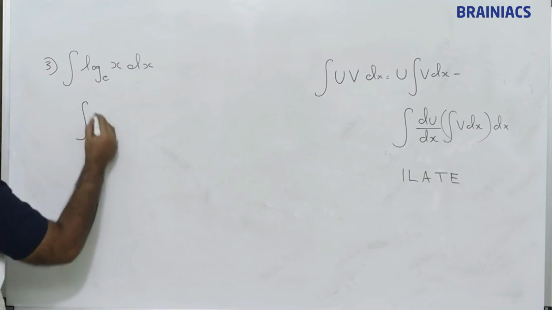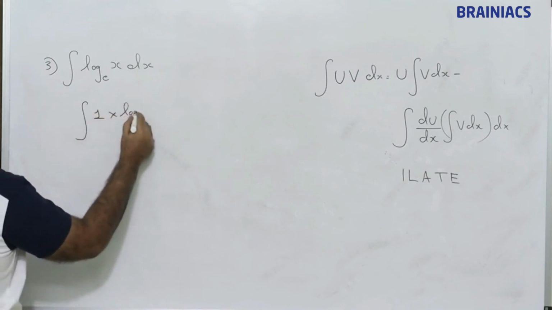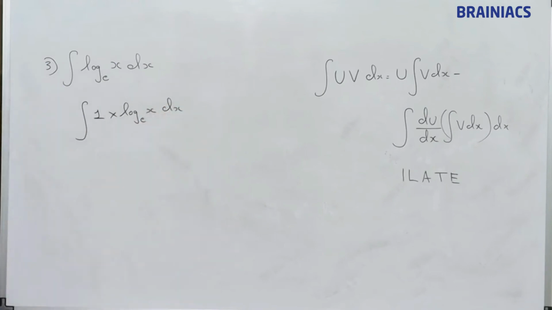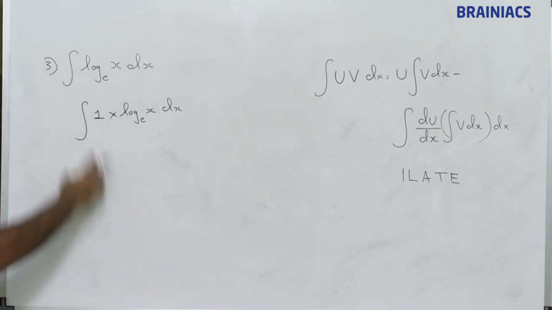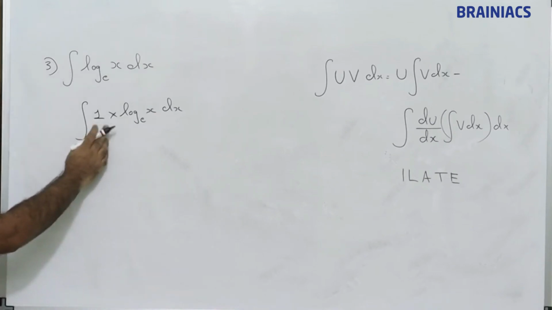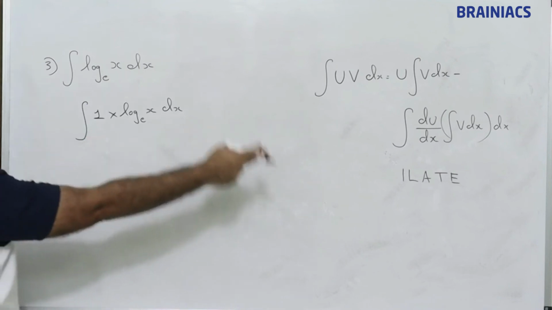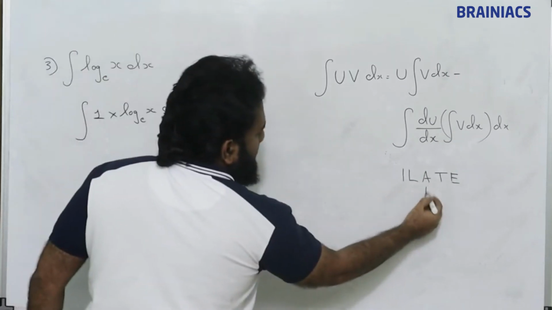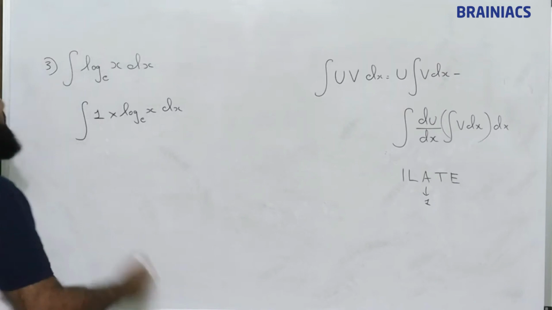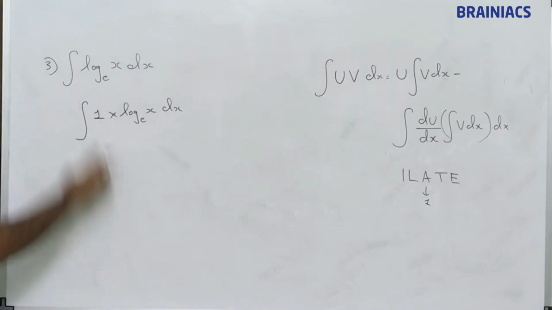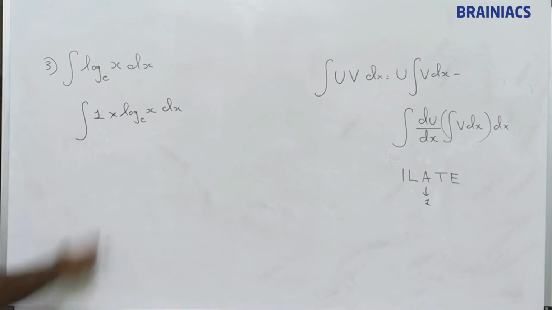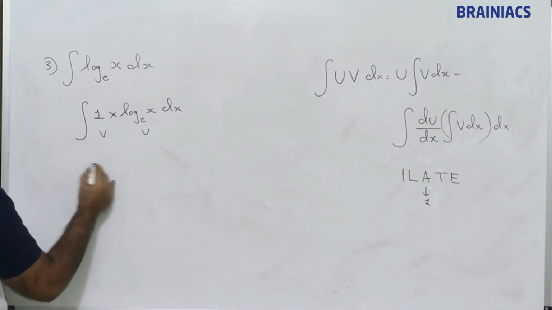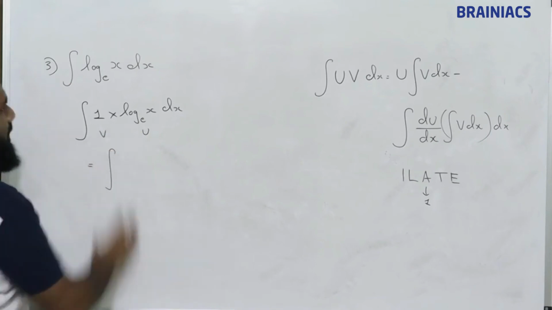This is done like 1 into log e x dx. This is how it is handled. So in this case, one is algebra and log is L. So we can take it as 1. So which one is U, which one is V? Okay, so log will be U and 1 will be V. So we will do like this.